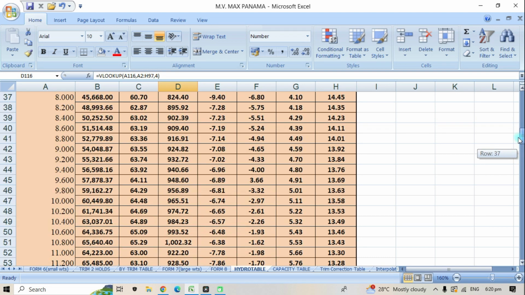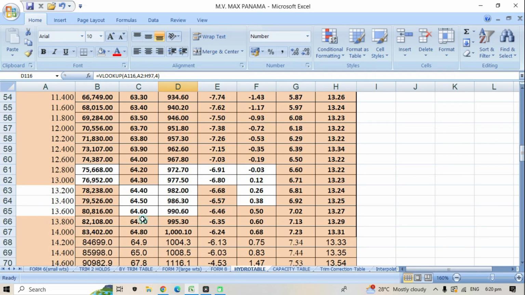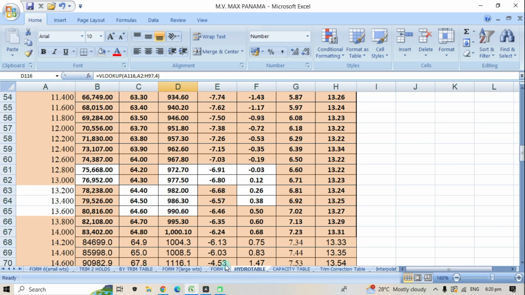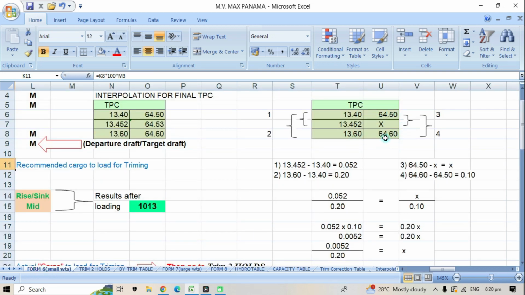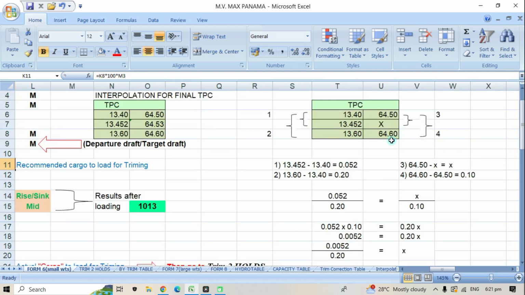We're going to interpolate the TPC, which is column number C, I'm sorry. So it is in between 64.5 and 64.6. The value at 13.40 is 64.50, and the value at 13.6 is 64.60. We don't know the value at the mid drop, so we will interpolate.